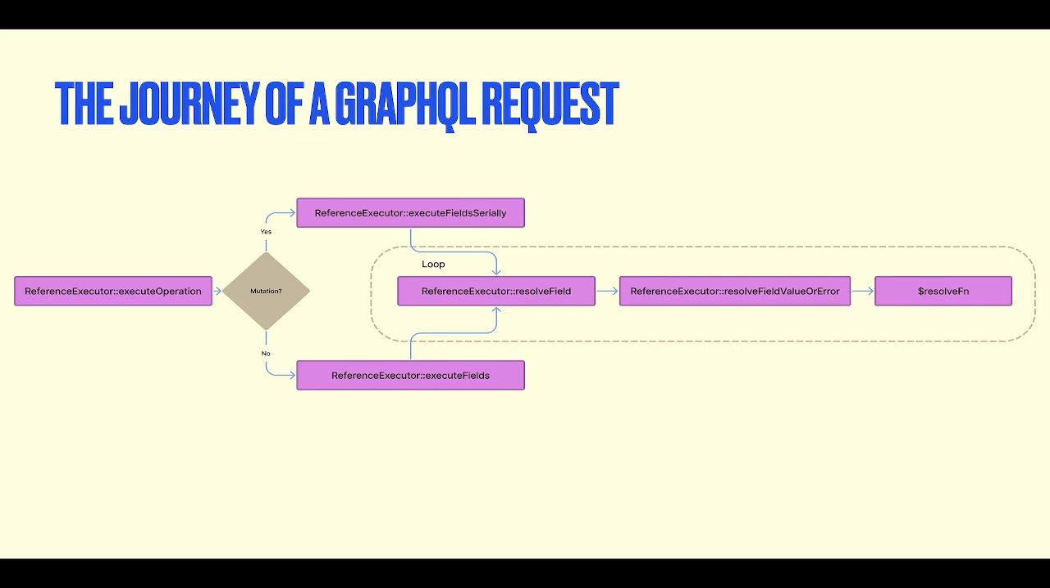Here we check if it's a mutation, because if it's a mutation, then we have to actually process every mutation field one by one, since they contain side effects. So if the second mutation causes an error, we don't want to execute the third and fourth. If it's not a mutation, so a query or a subscription, we can process every top level field at once and basically do it level by level. To resolve a field, we call the reference executor resolve field function, resolve field value or error function, and then we have this placeholder, which is the actual resolve function. So that's where we get back to some of our own code.